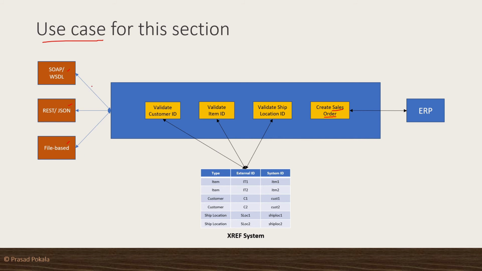So they can receive orders in any of these manners. Some of the customers of the logistics company place the sales order, I mean create the sales order, via a SOAP web service, some of them place it via the REST JSON API, and some of them use the file-based interface.